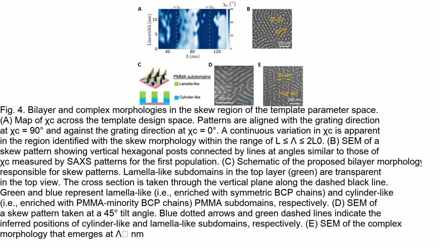The figure depicts the variation in the azimuthal angle of maximum SAXS intensity, chi-C, across the template design space. The map of chi-C shows a continuous variation in the region identified with the skew morphology. SEMs obtained from selected locations within the skew region reveal dots on a hexagonal lattice, connected by lines at angles similar to those of chi-C measured by SAXS patterns. The figure also presents a schematic of the proposed bilayer morphology responsible for skew patterns and the complex morphology that emerges at larger lambda values. The SEMs validate the proposed models for the skew and complex morphologies.